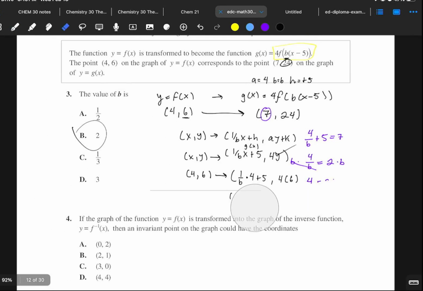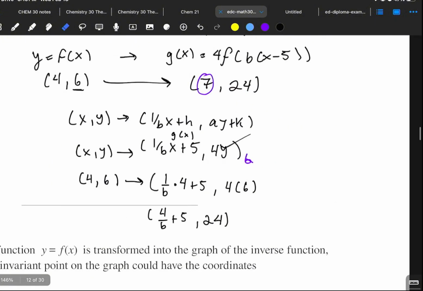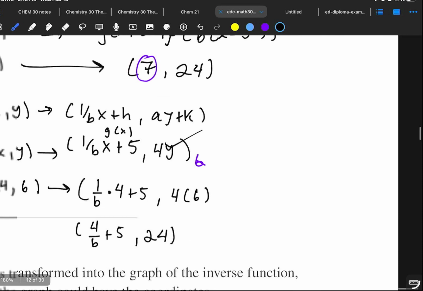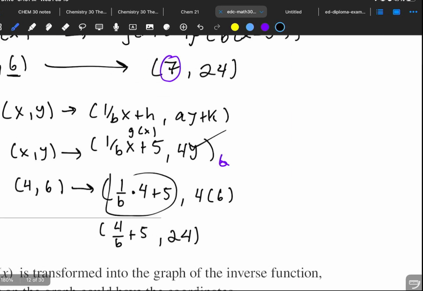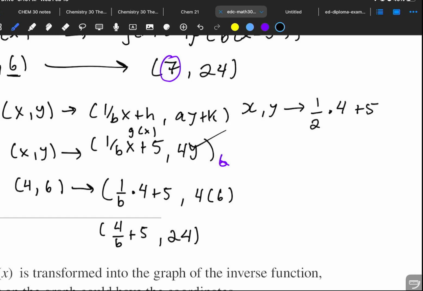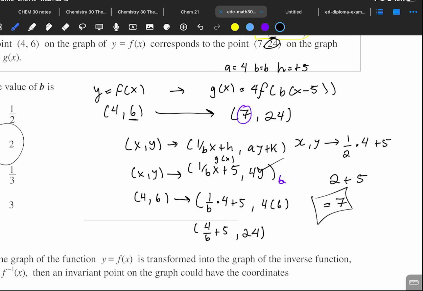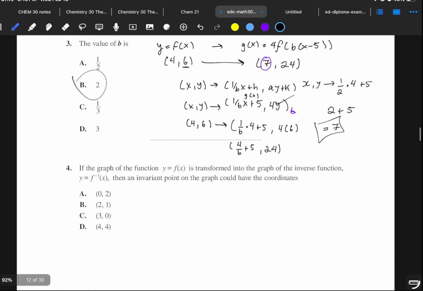If you want to double check this question, I think it's beneficial to double check it. So we said b is equal to 2. So if I were to plug in b, we said this was our transformation. So (x, y) turns into 1 over b, which is now 2, times 4 plus 5, and that should be equal to 7. So 1/2 times 4 is equal to 2, plus 5 is equal to 7. So we know that the transformations applied are actually correct, and our correct value of b should be 2 by double checking that. So that's how you do a question like that.